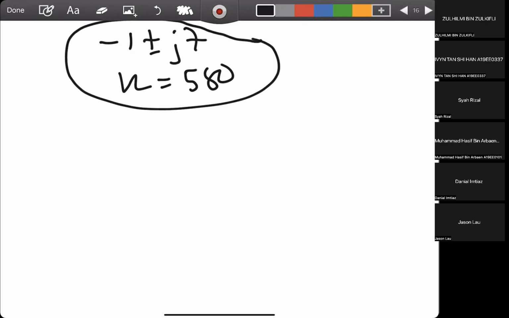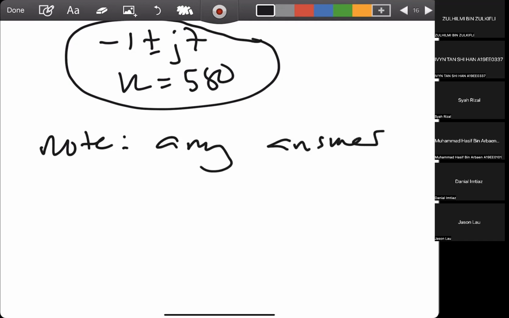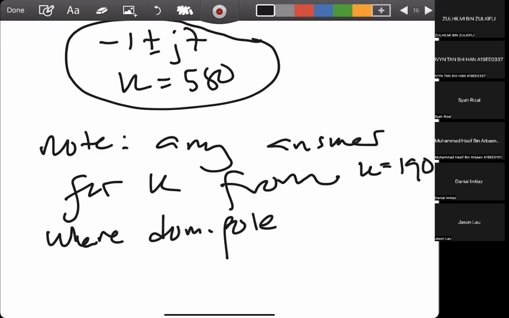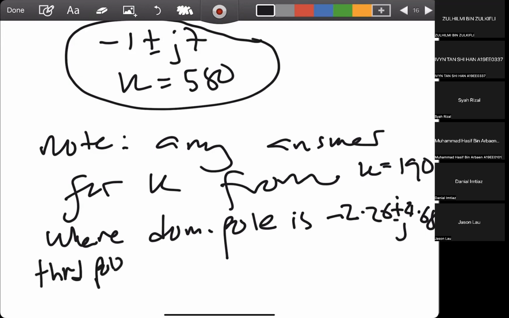So note any answer for K from K equal to 190, where the dominant pole is minus 2.26 plus j4.68 and the third pole minus 11.47, will satisfy the second order approximation. Okay, this is the minimum one.